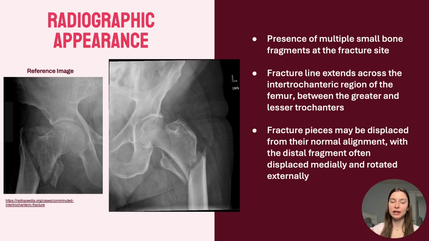So next, going into the radiographic appearance of this pathology, there is a presence of multiple small bone fragments at the fracture site, and these pieces may be displaced from their normal alignment, with the distal fragment often displaced medially and rotated externally. So here's my image along with a reference image to kind of show these displaced fracture pieces, and they're out of their normal alignment, as you can see here.